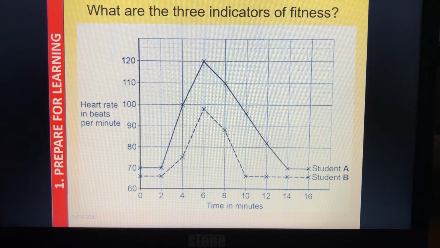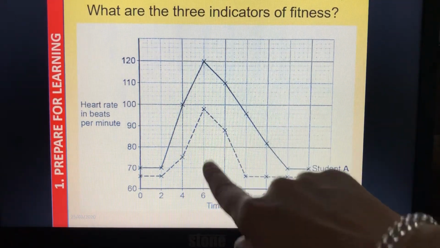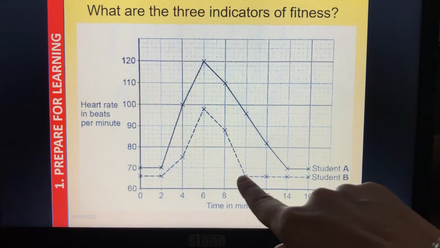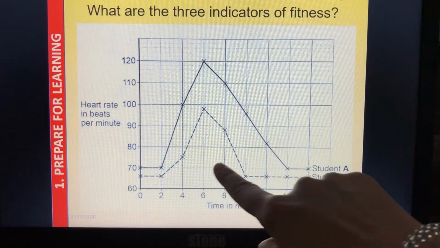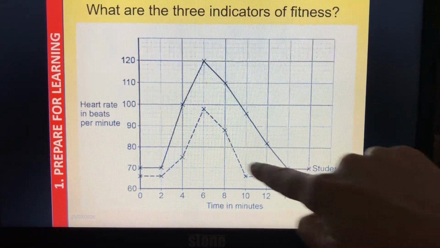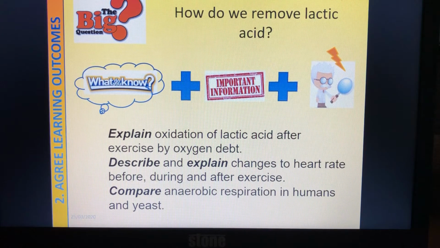So we said that running on a treadmill at a fixed speed on a fixed gradient was probably the best way to do that. And the third indicator, a shorter recovery time. So this person has recovered from this point here to this point, taking 4 minutes, whereas student A has gone from 6 to 14, so 14 minus 6, taken 8 minutes to recover, so twice the recovery time.